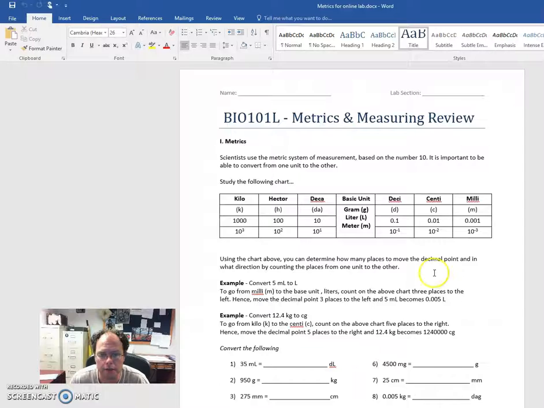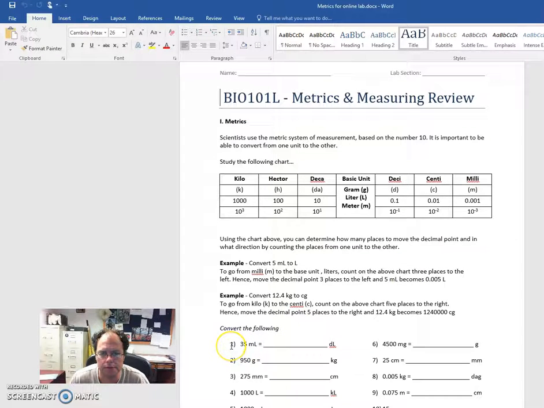Okay, question number one here is about conversions, converting between units in the metric system. Liter is the base unit for volume, and here we have 35 milliliters. So milliliters is going to be 1/1000th of the base unit. So we have 35 thousandths of a liter if we have 35 milliliters. And we're going to convert that to deciliters, which is 1/10th of the base unit.